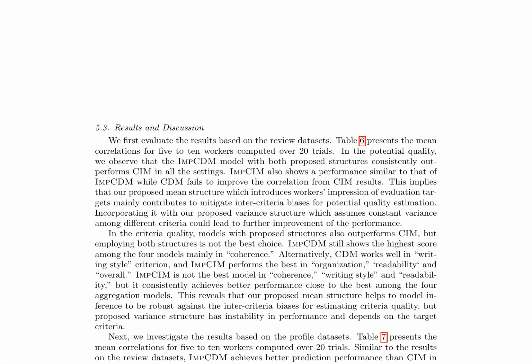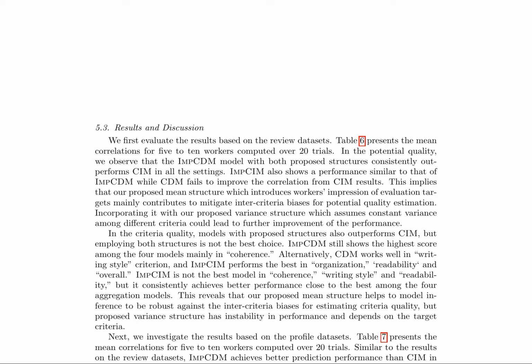In criteria quality estimation, models with the proposed structures also outperform CIM. But employing both structures is not always the best choice. IMP-CDM shows the highest score in coherence, while the crowdsourcing data model with the proposed mean structure, IMP-CIM, performs well in organization, readability, and overall.